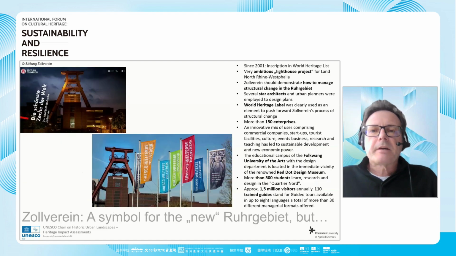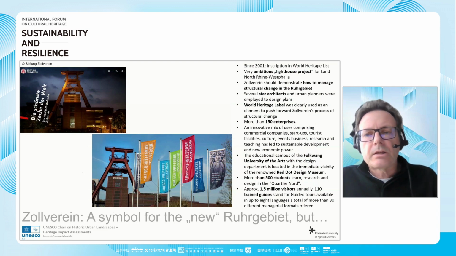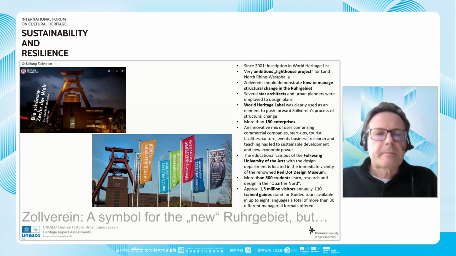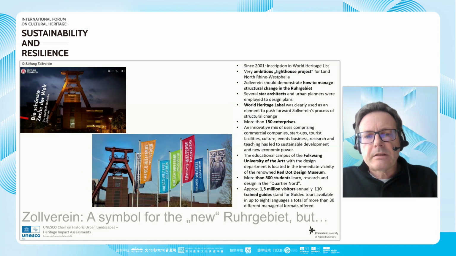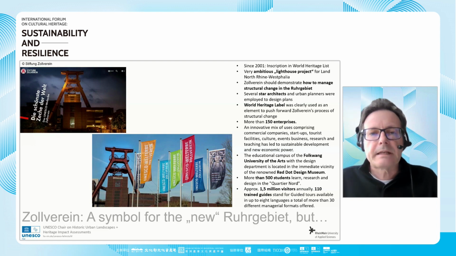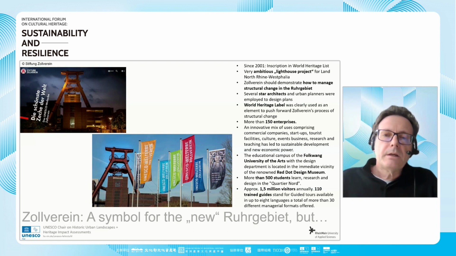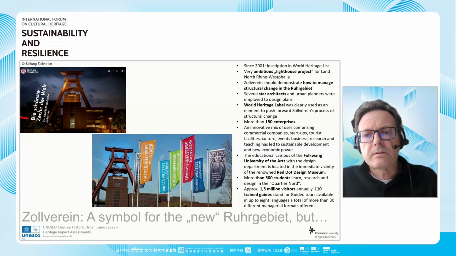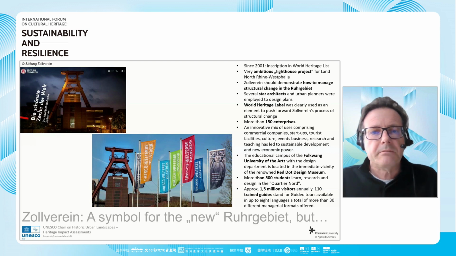So we have had quite a rapid development in the last 20 years, but also rapid transformations. Nowadays, Zollverein is an industrial touristic destination. More than 1.5 million visitors are visiting Essen annually, which means that it is the second most wanted touristic destination in Germany. So that is quite a large change.